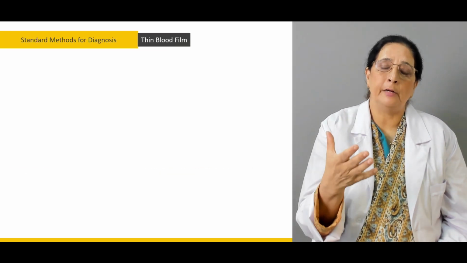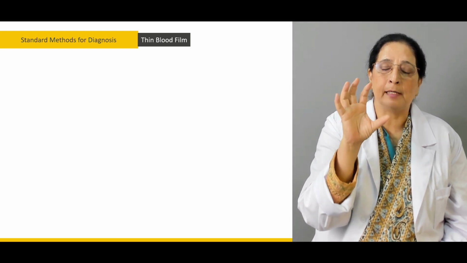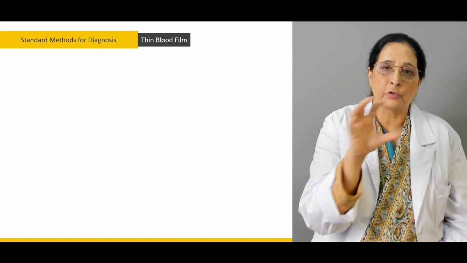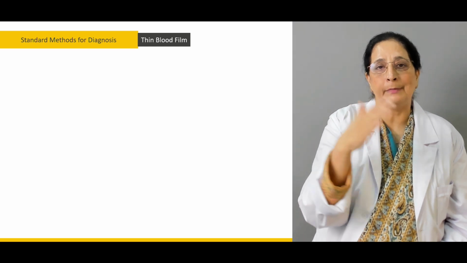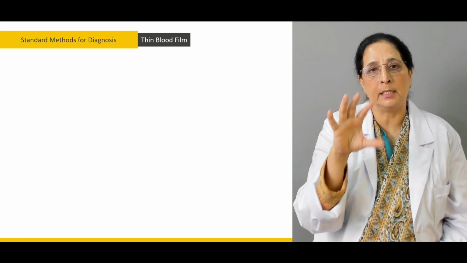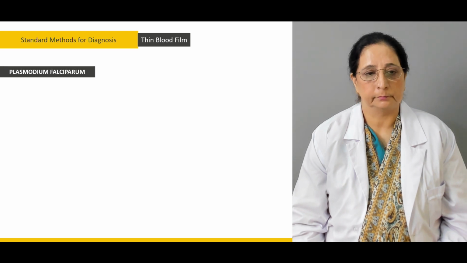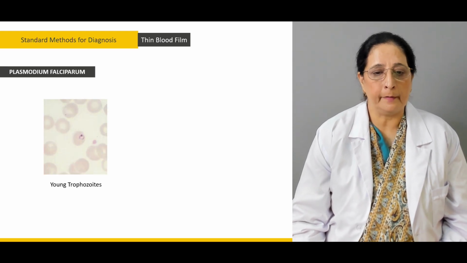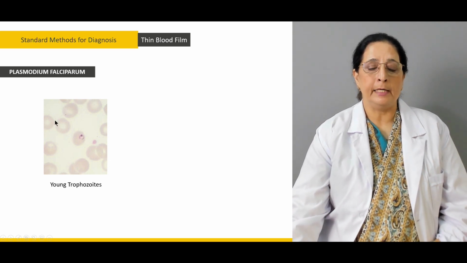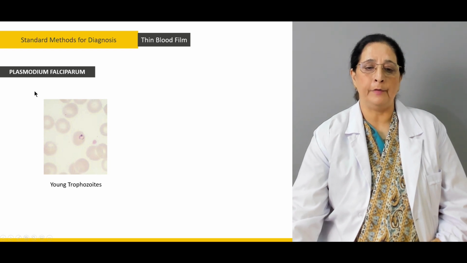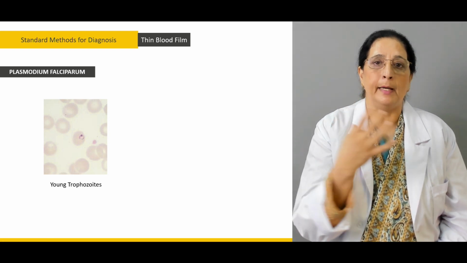Next, the thin blood film. One was the thick blood film. In the thick blood film, we can see very clearly the trophozoites, gametocytes, and the schizonts. But as compared to the thick film, the thin blood film will also give us the appearance of different blood cells or blood components. So plasmodium falciparum, here you can see these are the young trophozoites, and that's the thin film, and that clearly gives us the difference between the thick film and the thin film.